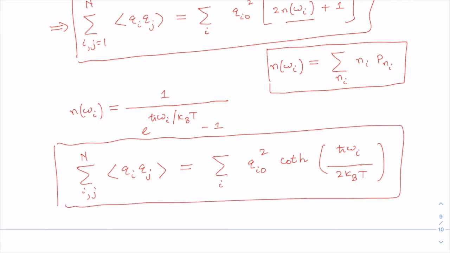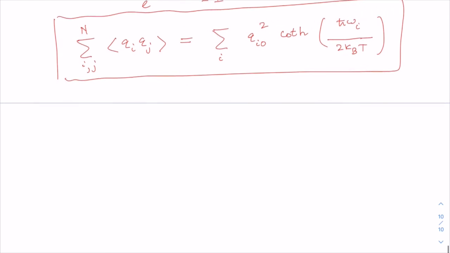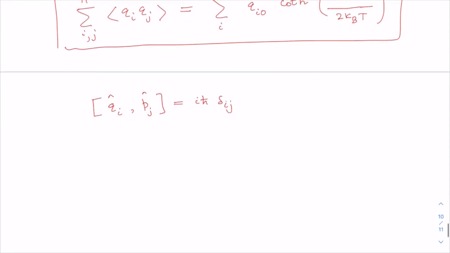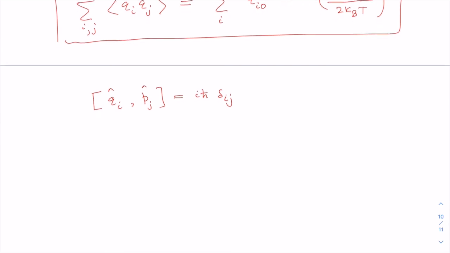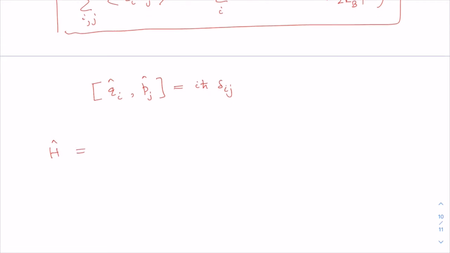We will now discuss the quantum Langevin noise along similar lines as we did for classical Langevin noise. Now both the system and the bath oscillator variables are quantized, and they follow this commutation relation, say [q_i, p_j] equal to i h cross delta_ij. The Hamiltonian for the system and bath combined is now written in this form. So this is exactly the same as before, except that now the position variable and the momentum variable are replaced by the corresponding operators.